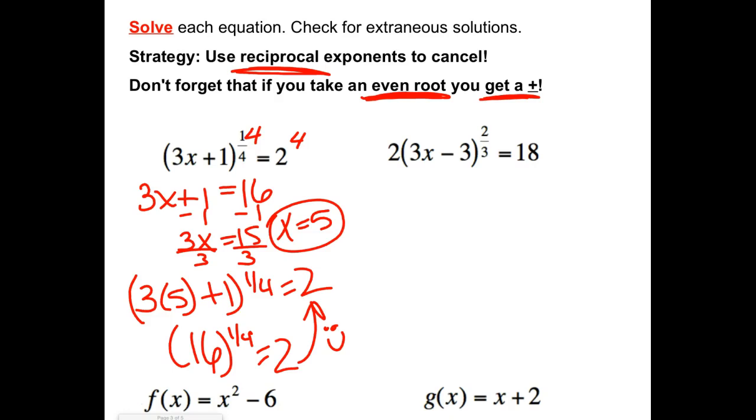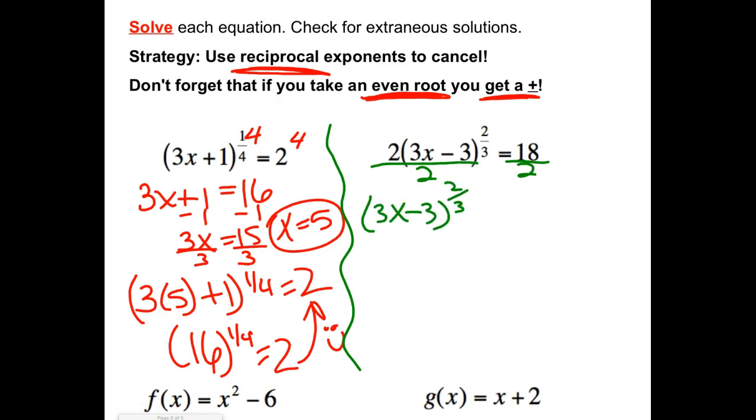Okay, let's look at this one. I'm hoping there's some alarm bells. There's a couple things we have to do. The first is, everybody see that 2 chilling out in front? I have to actually get rid of that first. So now what I have is 3x minus 3 to the 2/3, and this side now equals 9.